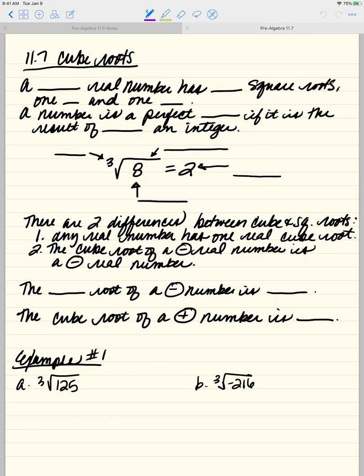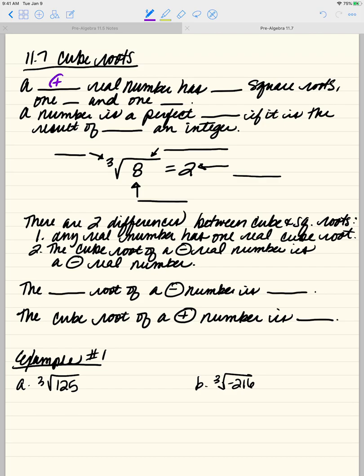All right, pre-algebra. So we are going to be working through the last section in chapter 11, cube roots today. So instead of square roots, we're talking about cube roots, okay? We're going to start off with defining cube roots.